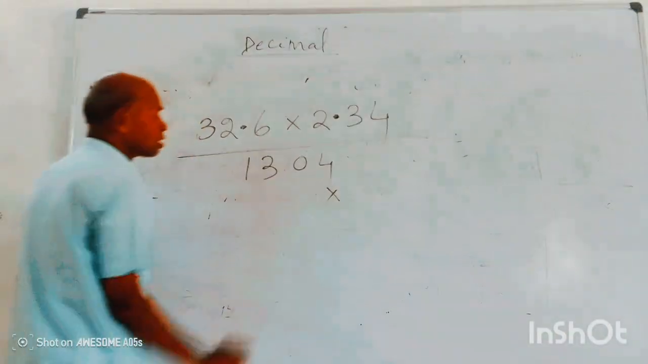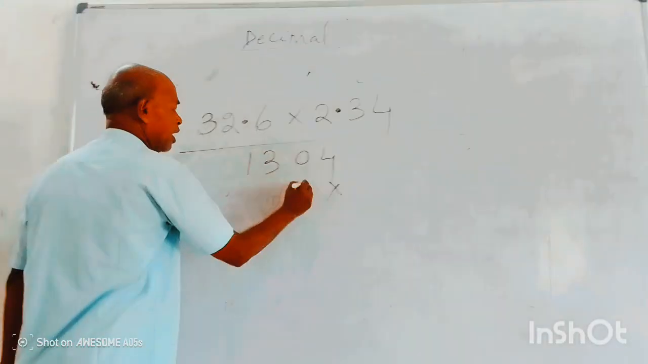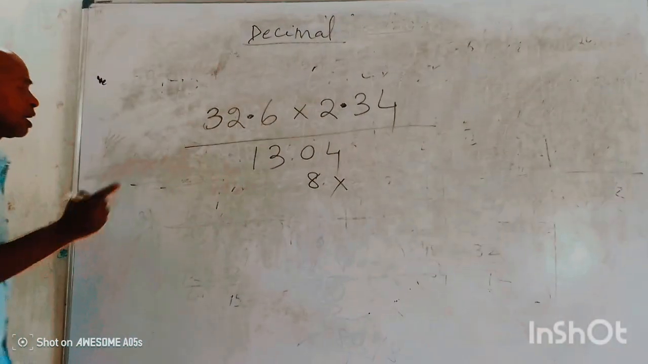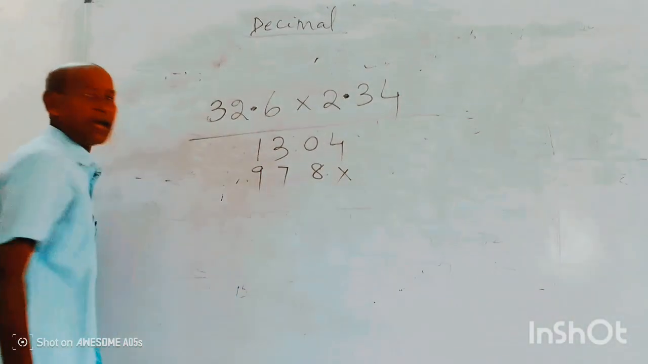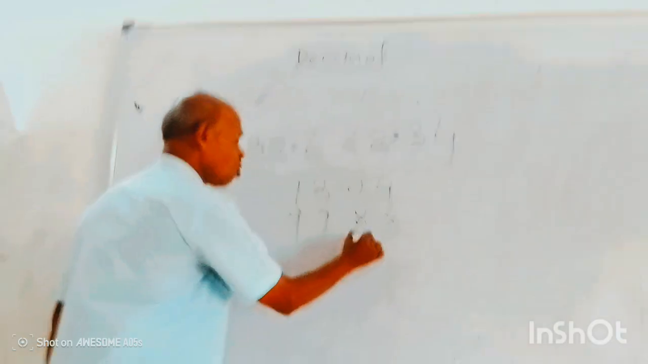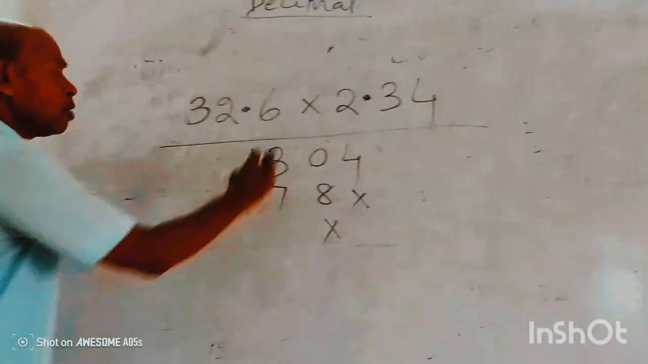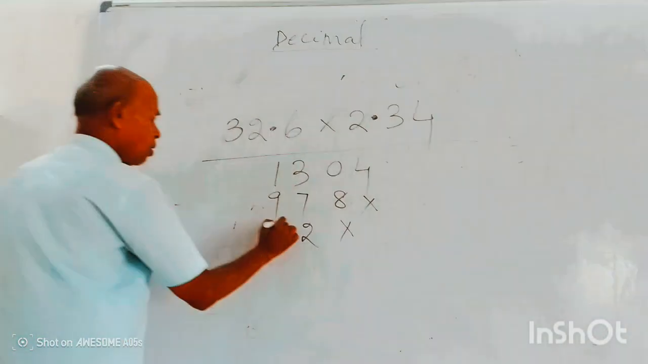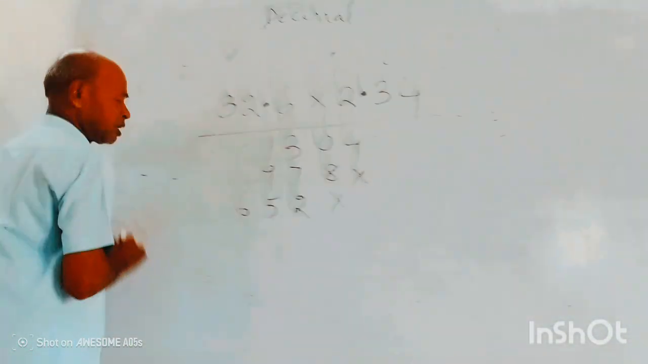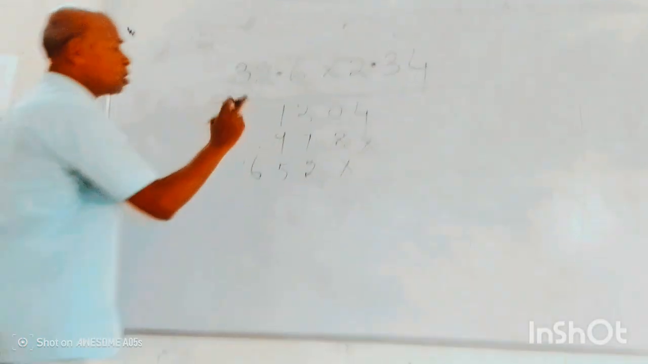Here you put a cross. Then multiply by 3. 3 6s are 18. Carry 1. 3 2s are 6, 1 is 7. 3 3s are 9. Then again you put a cross here. Now we will multiply by 2. 2 6s are 12. 1 5. 2 3s are 6. Now we have to multiply by 2 3 4.